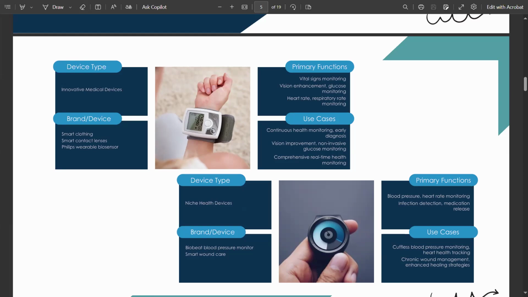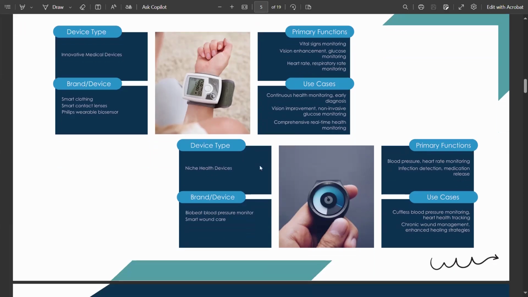So other niche devices such as wearable blood pressure monitors and smart wound care. Now, smart wound care is still in the pipeline, and there's a lot to explore in that particular arena about the applications of smart wound care and wearable devices. So this technology integrates into bandages to help manage wound healing through sensors that can detect infection and optimize treatment plans.